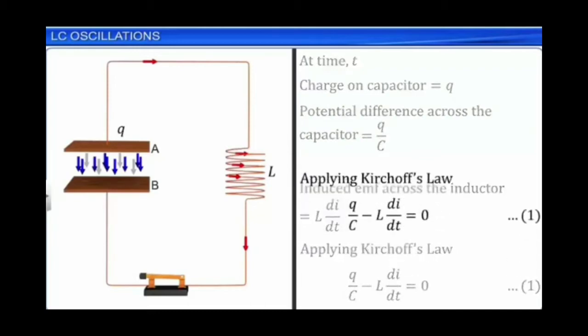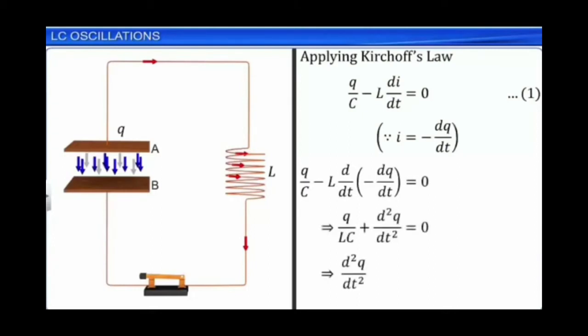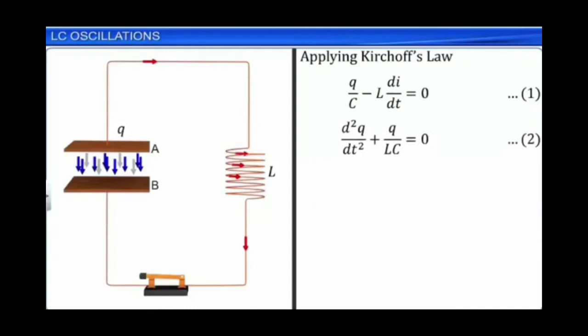We know in this circuit, as the charge on the capacitor decreases, the current through the inductor increases and vice versa. Because of that, we can write I is equal to minus dq by dt. Therefore, the equation becomes q by C minus L into d by dt of minus dq by dt equal to 0. That is q by LC plus d square q by dt square equal to 0, or in other words d square q by dt square plus q by LC is equal to 0. Let that be equation 2.